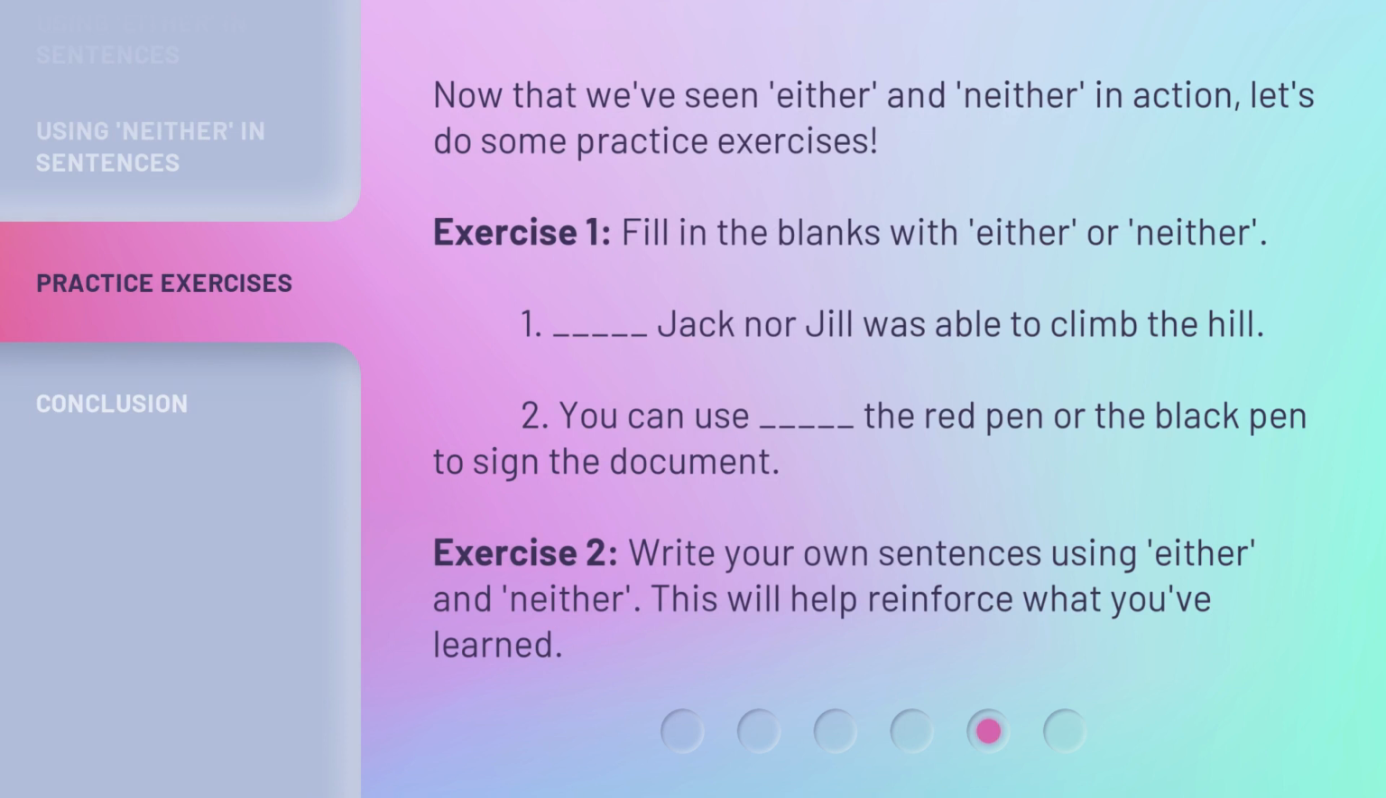Now that we've seen either and neither in action, let's do some practice exercises. Exercise 1. Fill in the blanks with either or neither. 1. Blank, Jack nor Jill was able to climb the hill. 2. You can use blank, the red pen or the black pen to sign the document. Exercise 2. Write your own sentences using either and neither. This will help reinforce what you've learned.